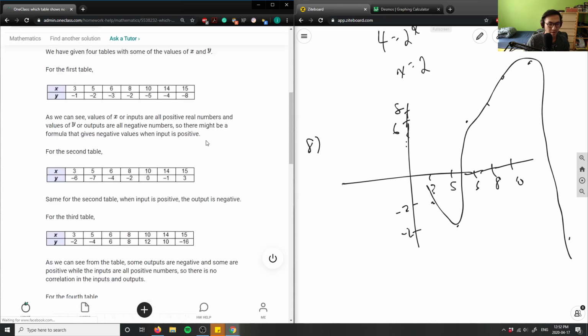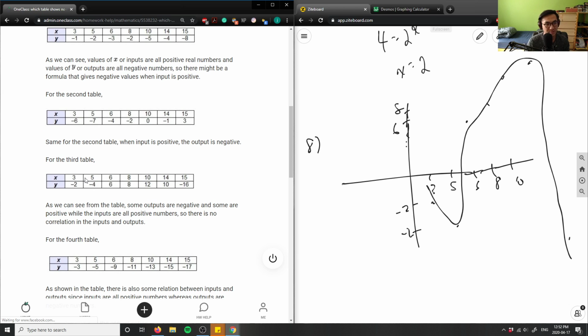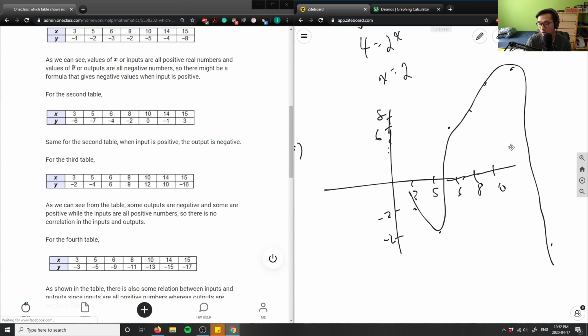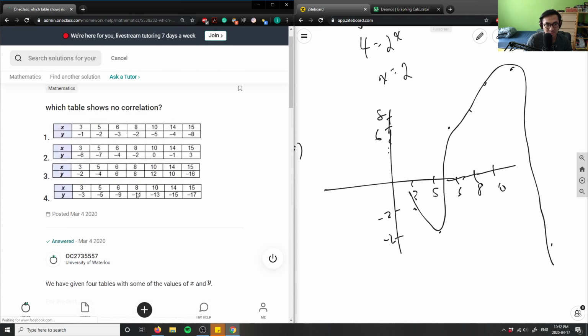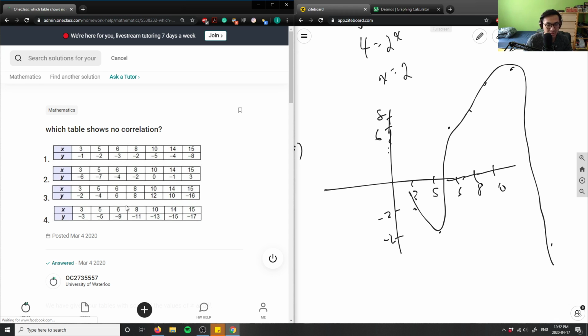solution here. But I can see the argument to say that, oh, there's positive and negative, which means it goes up and down. But this here could also be a function, right? This here could be a correlation, some sort of. So in this case, I'm going to say solution is correct, but I don't think a table of values is enough. It's just a bad question in general. This is not a great question. Whoever posted this, it's a problem inherently with the question here.